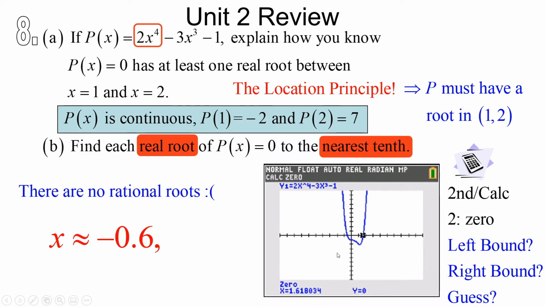And then I'm going to do that again for the second root. And here it is right here. And again, I did left bound, so I arrowed to the left of that root and I hit enter. Then I arrowed to the right of that root and I hit enter. And then I hit guess, enter one more time. And my calculator gave me the 1.6 right there. So there it is.